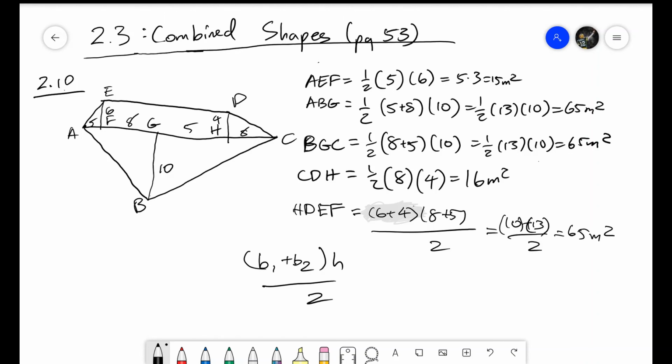Then all you have to do now is add up each of these areas to find the area of the total. This is equal to 15 plus 65 plus 65 plus 16 plus 65 meters squared. It's equal to 226 meters squared. That's the end of the video.